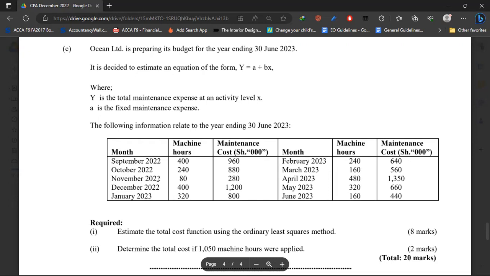So we have the months: September, October, November, December, with machine hours and maintenance costs. We are required to, one, estimate the total cost function using the ordinary least squares method, and two, determine the total cost if 1050 machine hours were applied.